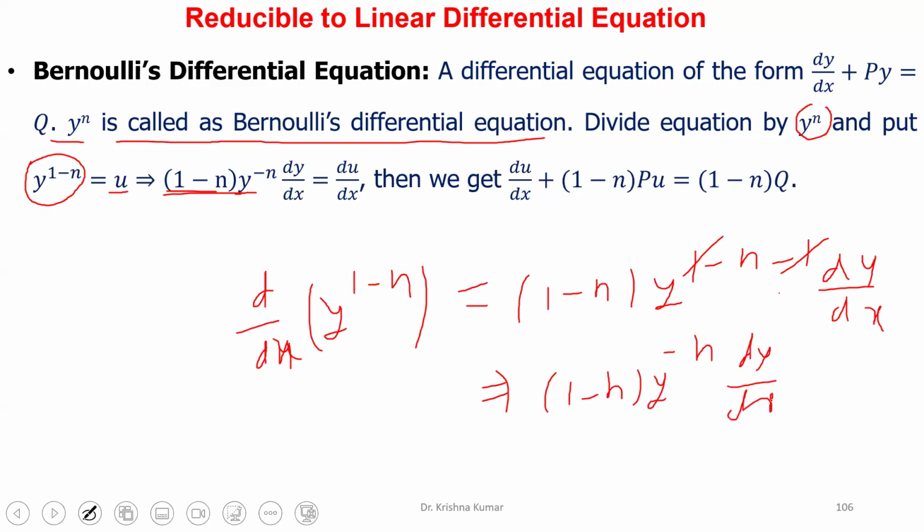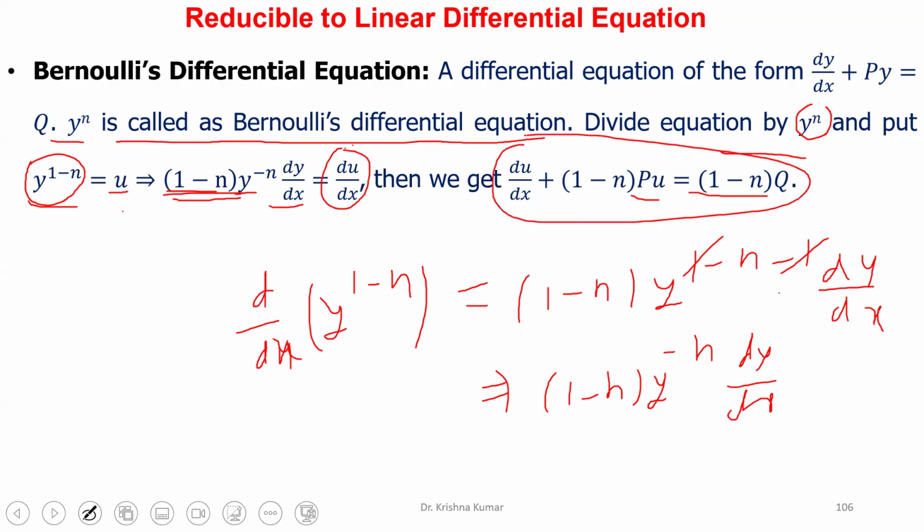So now y to the power 1 minus n equal to u gives us 1 minus n, y to the power minus n, dy equal to du/dx. Then we get du/dx plus 1 minus n, Pu, which is equal to 1 minus n, Q. This is nothing but a linear differential equation in u and x.